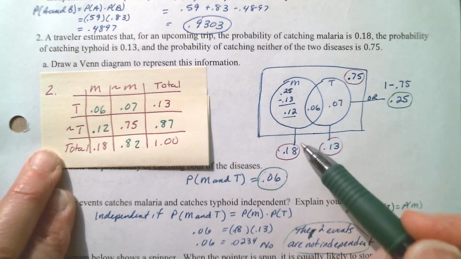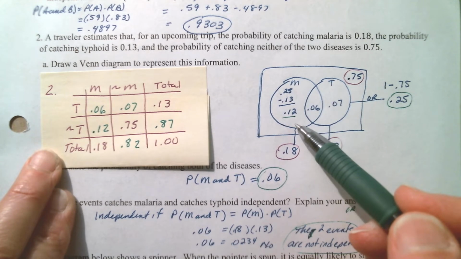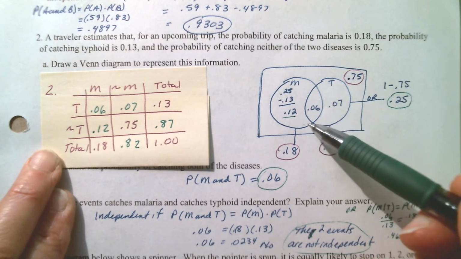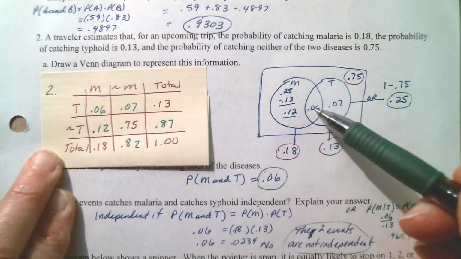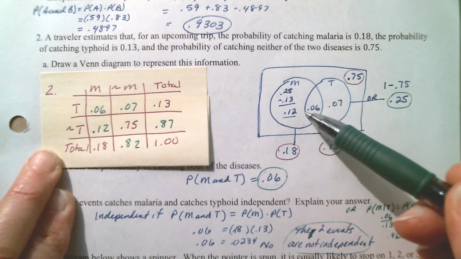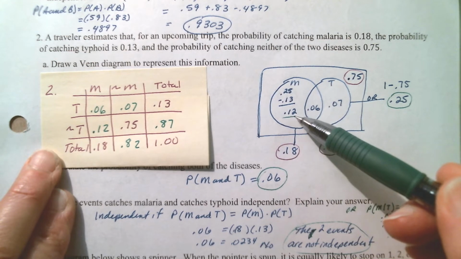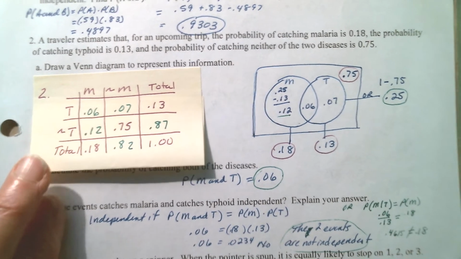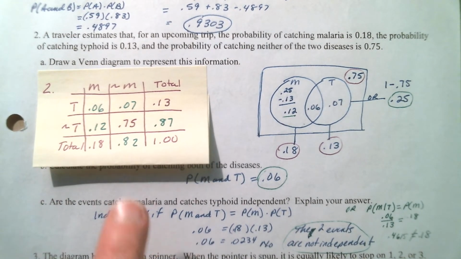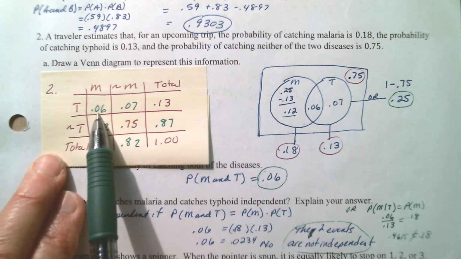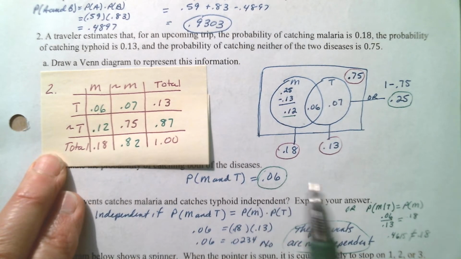And then if this portion is 0.12, then this whole circle is 0.18. 0.18 subtract 0.12 is 0.06. So calculating the probability of catching both diseases, that was our malaria and typhoid, 0.06.